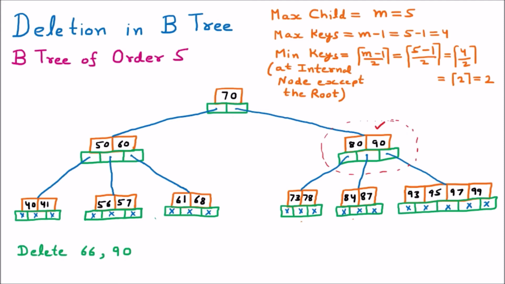Now we are going to delete the element from the internal node. We know that all the leaf nodes are the external nodes.